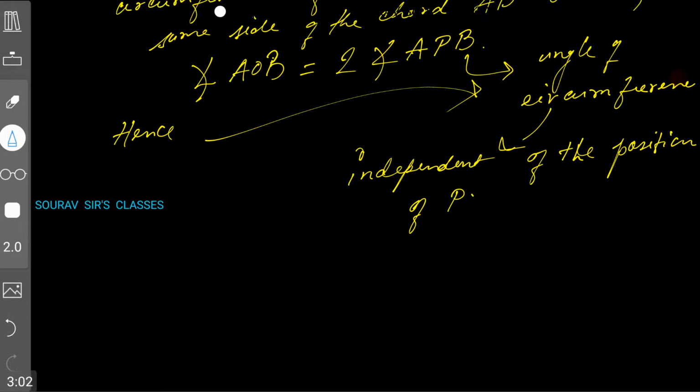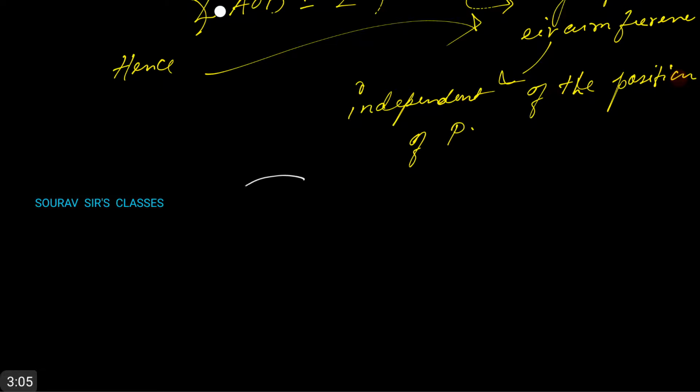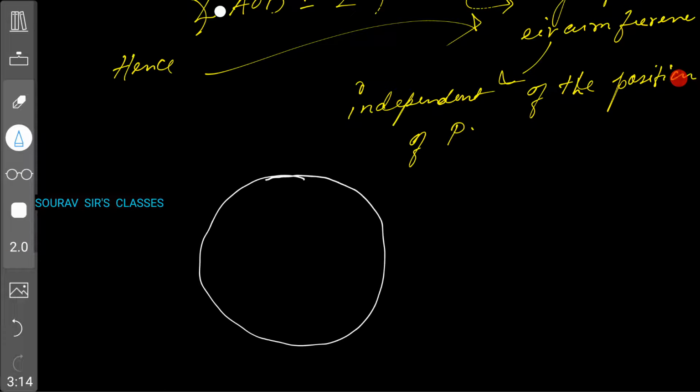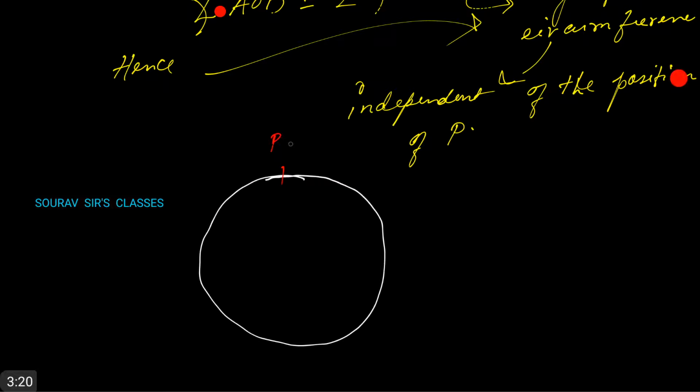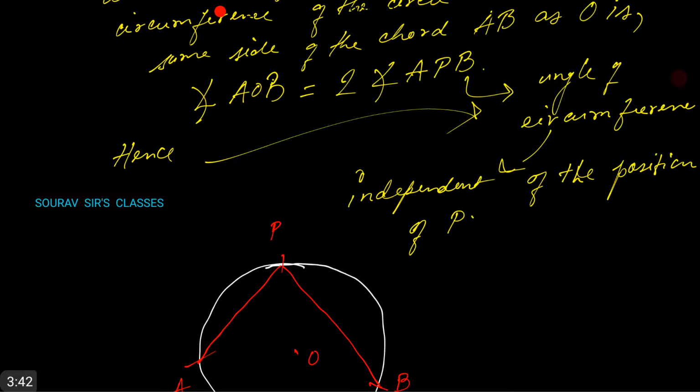Now let me just draw the diagram so we'll understand what I'm talking about. Let's draw this with white. This is a circle. Now we have the point P. Let this be point P, and let this be O, and let this be A, and let this be B. So this is how we're going to connect A, P and B. Remember, this is called the angle of circumference.